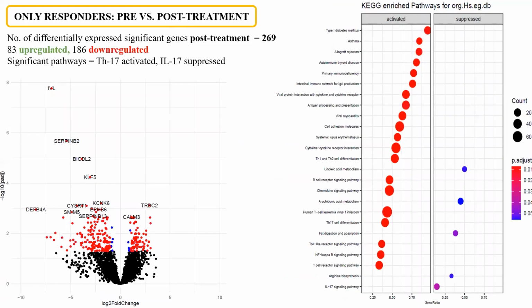The next group that I compared was the responders only, before and after treatment. As expected, they had the highest number of differentially expressed genes, which was 269, out of which 83 were upregulated and 186 were downregulated. Among the significantly enriched pathways, one interesting observation was that Th17 cell differentiation was activated here, just like in the non-responders in the pretreatment conditions. However, despite Th17 being activated, the IL-17 signaling pathway was blocked.